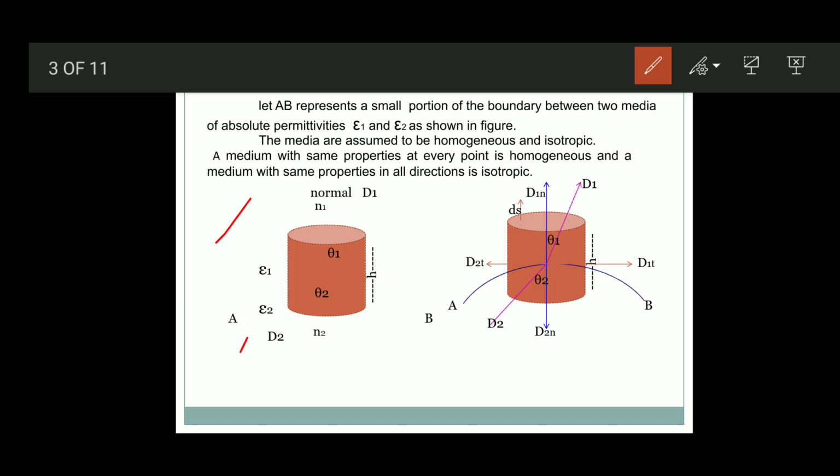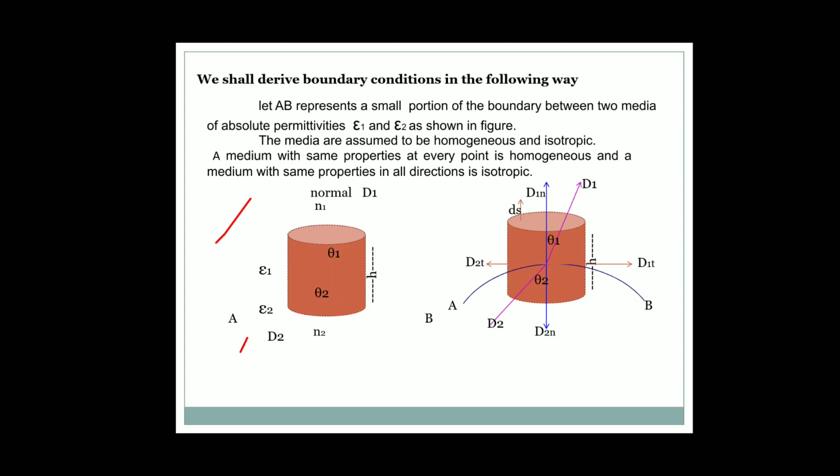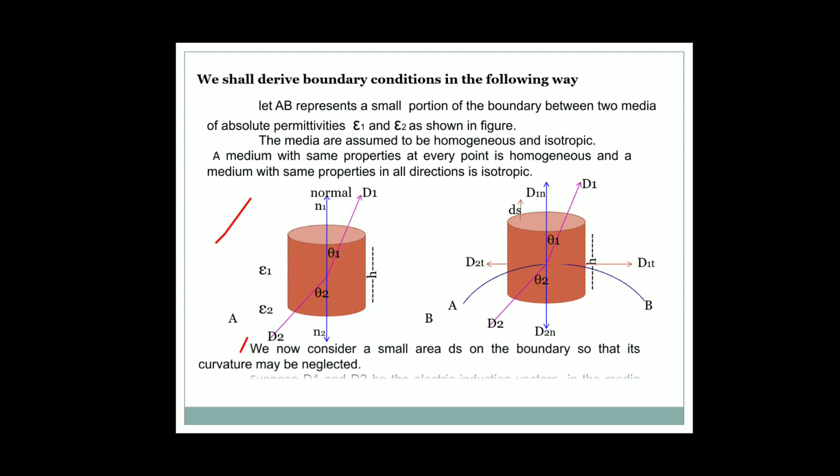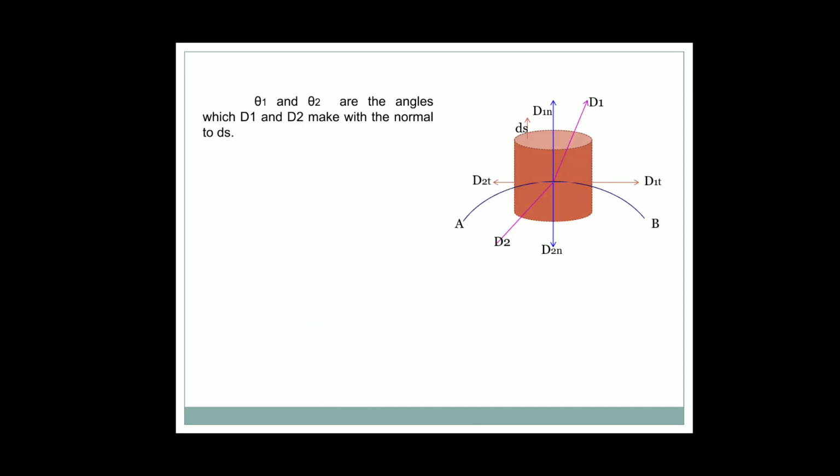What is a homogeneous medium? A homogeneous medium is one in which the properties are the same at every point in the medium. An isotropic medium is one in which the physical properties are the same in all directions. So here we assume that the homogeneous and isotropic media are separated by the boundary AB, and D1 and D2 are the displacements in the two dielectrics.